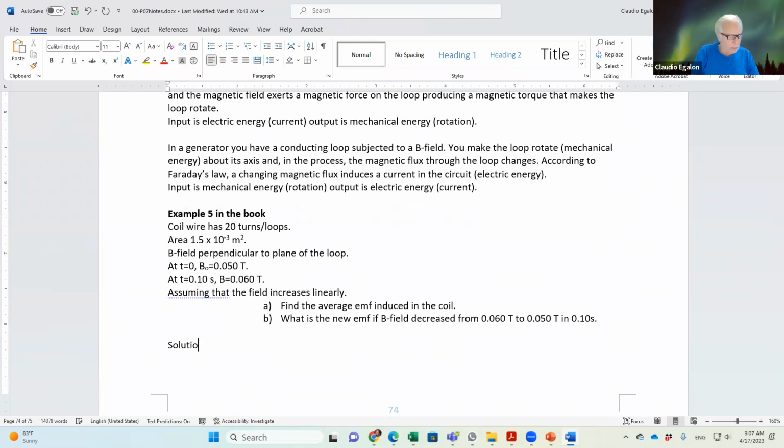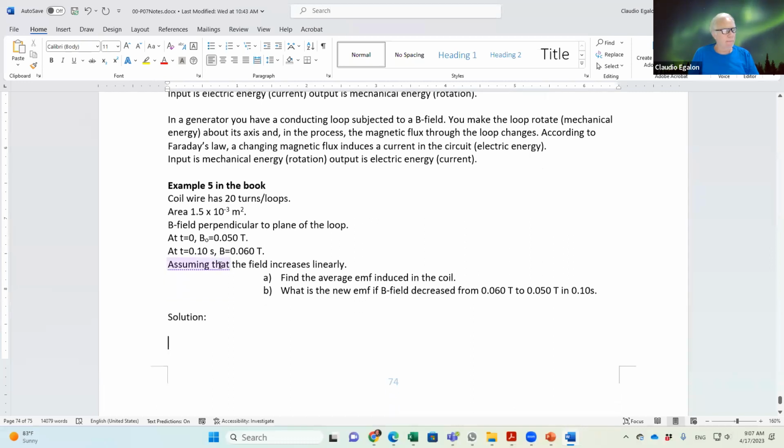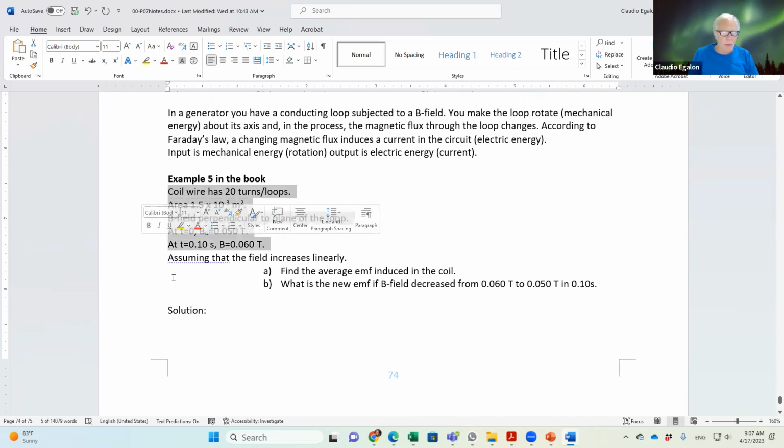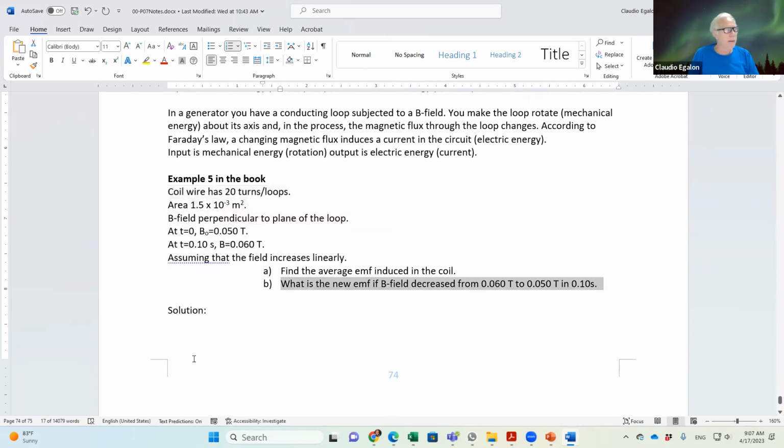So solution. Just remember here you go, A, right? Coil has the field perpendicular to the plane increases. In this one is decreasing, right? Item A increases, item B decreases. Let's do A first. Solution A.